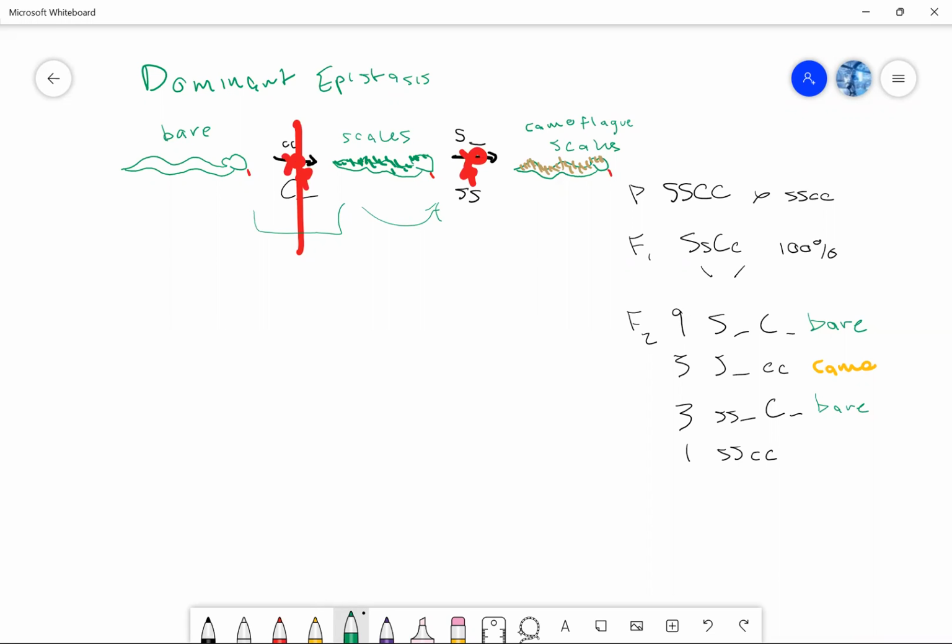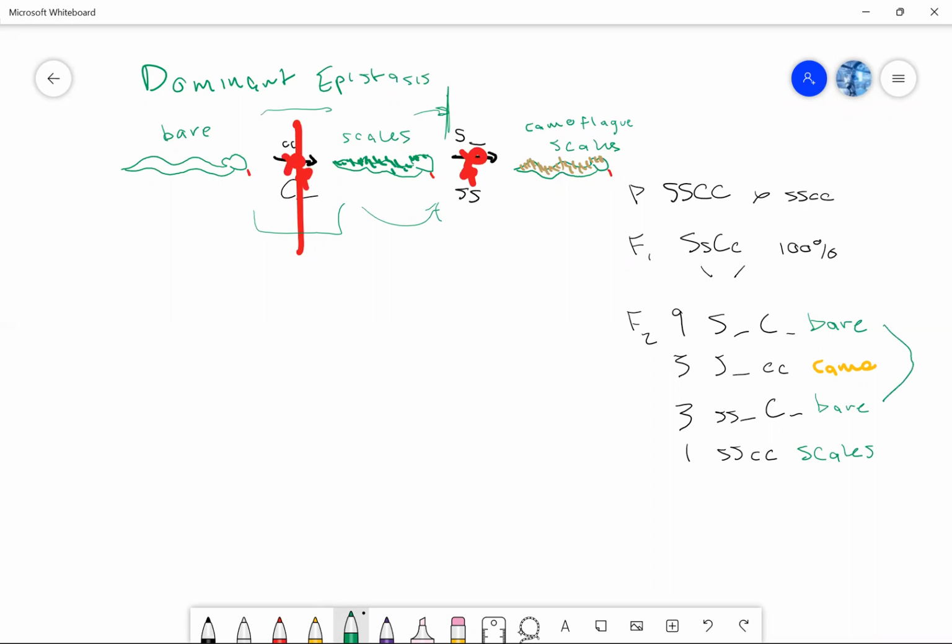But we see here that having this homozygous recessive genotype at the S locus prevents us from moving on from regular scales to camouflage scales. So while we did successfully pass this checkpoint, we got stuck right here. So this snake will have regular scales.